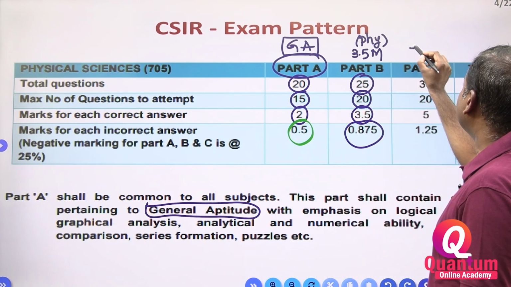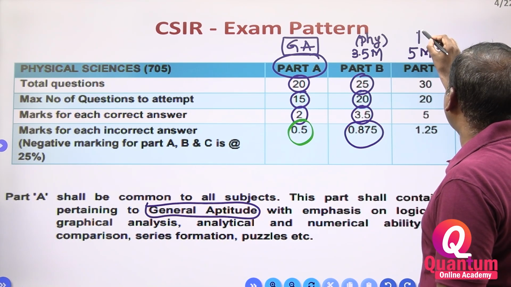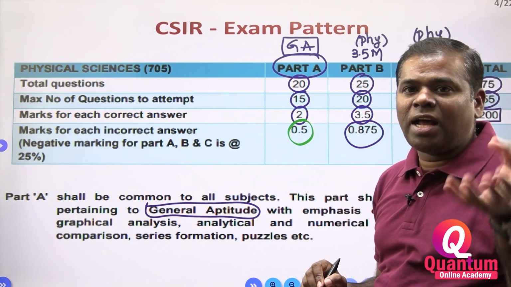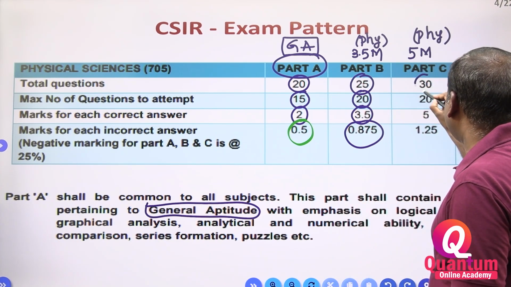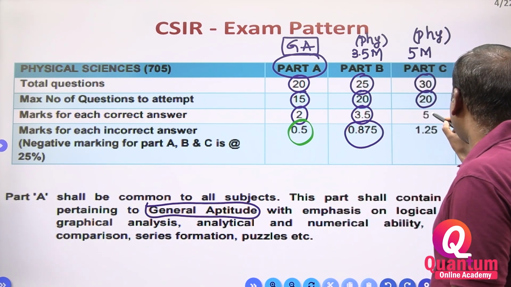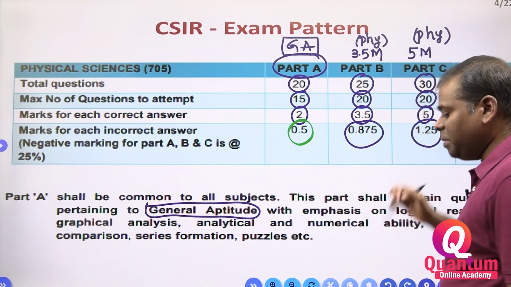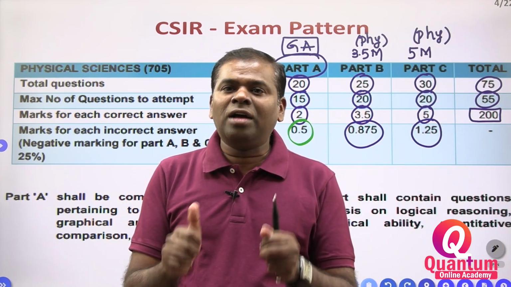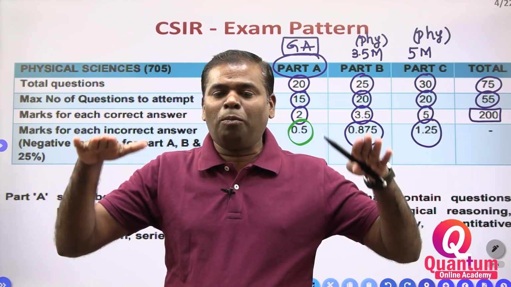Now part C. Each and every question shall carry 5 marks. This one is also physics. Most of the questions will come from the core plus the advanced part. The total number of questions is 30. You have to attempt only 20 questions. Each question carries 5 marks. You may lose 1.2 marks for a wrong answer. Be careful. For negative marking, whatever question you know for sure, only that question you have to attempt. Then only you will be able to get success in the competitive examination.